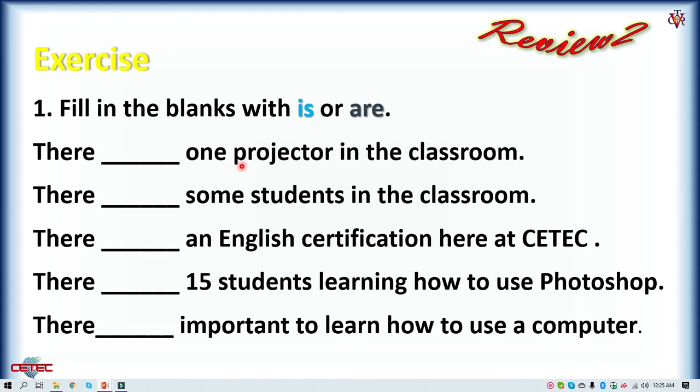There is 1 projector in the classroom. There are some students in the classroom. There is an English certification here at CETEC. There are 15 students learning how to use Photoshop. There is important to learn how to use a computer. Here in that sentence, don't forget, is for singular, are for plural, and be careful with the sentence.